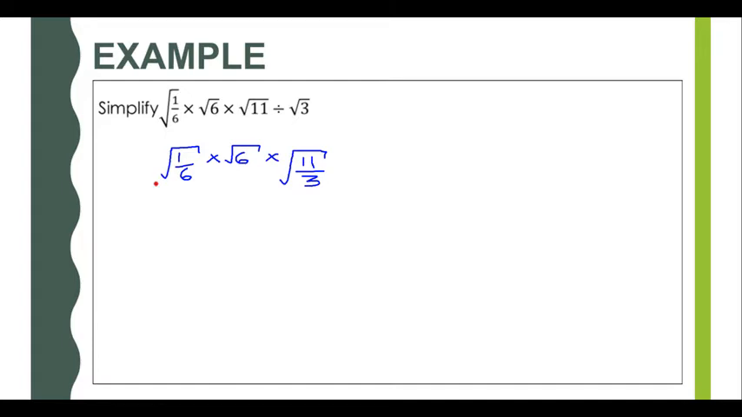So if we just concentrate on the first 2 terms, we can use the rule for multiplying surds together to get square root of 6 over 6 times square root of 11 over 3. Square root of 6 over 6 just simplifies to the square root of 1, which is just 1. So we end up with 1 times the square root of 11 over 3. So our final answer is simply the square root of 11 over 3.